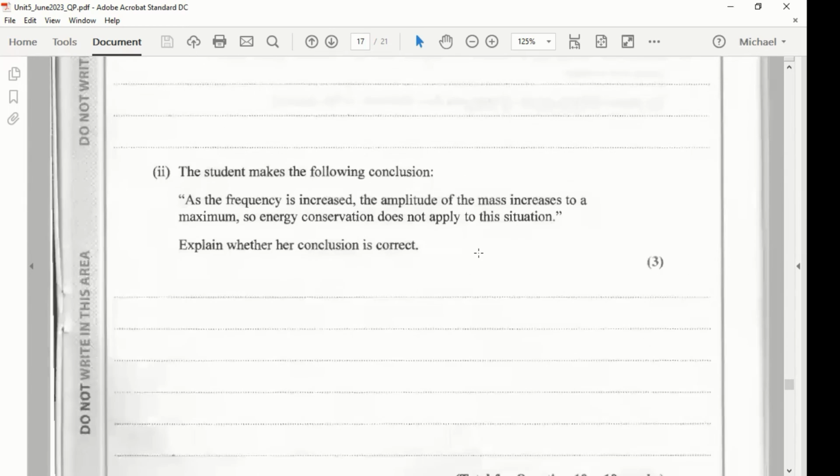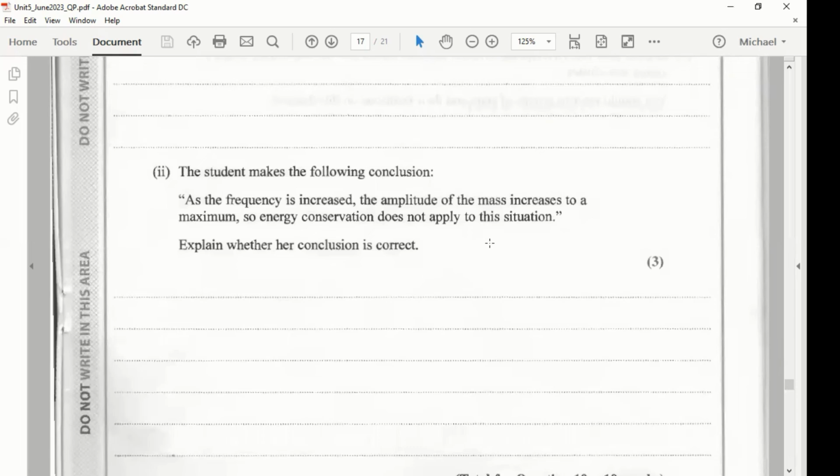The student makes the following conclusion. As the frequency is increased, the amplitude of the mass increases to a maximum, so energy conservation does not apply to this situation. Explain whether her conclusion is correct. That's a rather odd question, isn't it? Okay, so when she says energy conservation does not apply, obviously, that statement is ridiculous because energy conservation always applies.